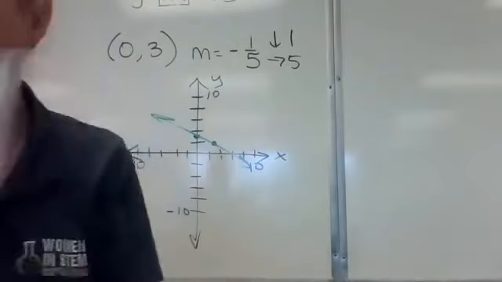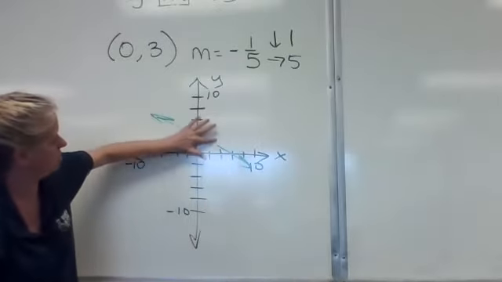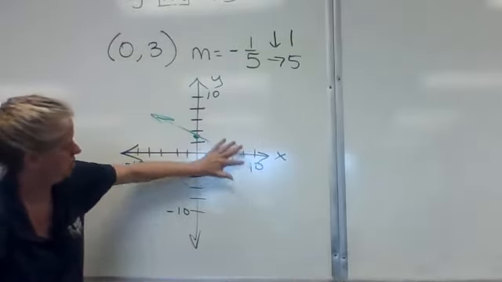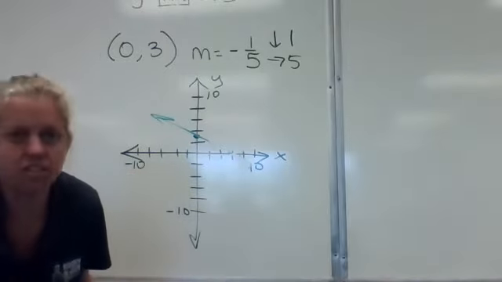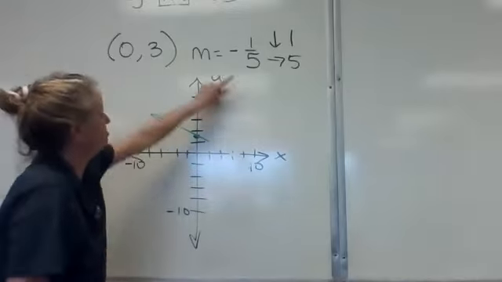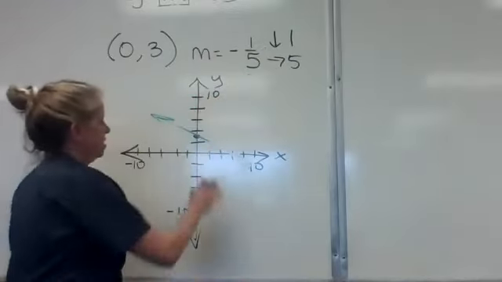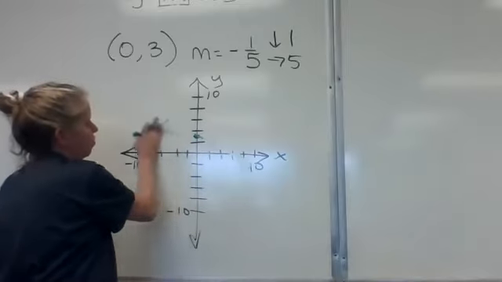Oh, what did I do? Y'all should have stopped me. I didn't go over 5, I went over 3. I was going to say, why didn't y'all stop me? Because I went down 1 over 5. I don't know where I got 3.